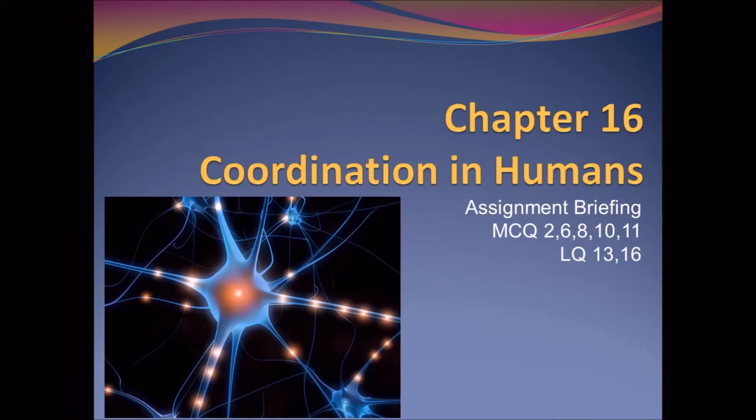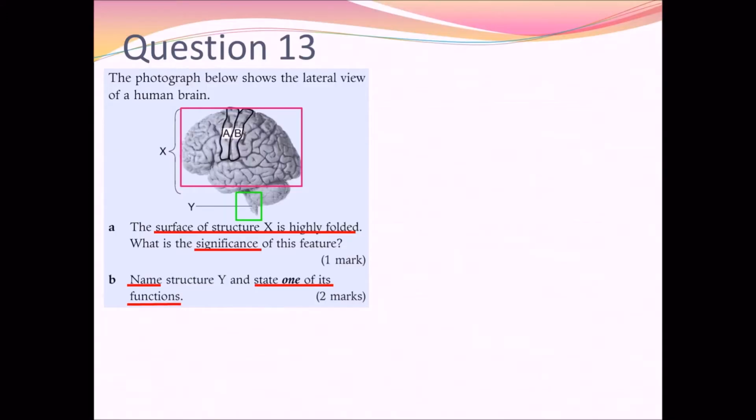So after talking about the MC questions, let's take a look at the long questions. The first long question is question 13. In this question, you can see the lateral view of a human brain. And in this diagram, you can find structures X, Y, A, and B.